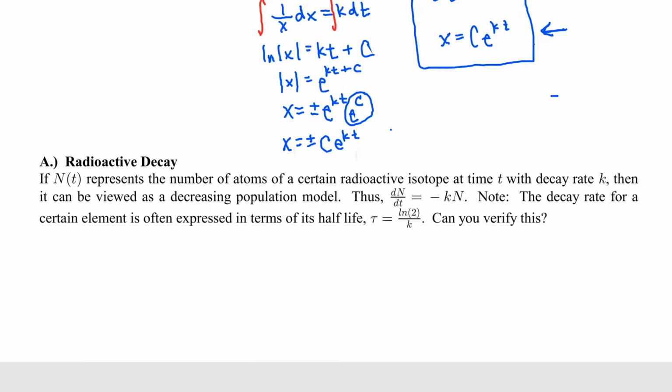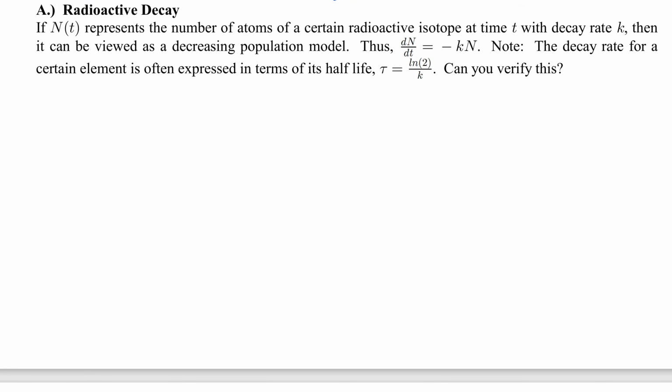We'll start with radioactive decay. If capital N of t represents the number of atoms of a certain radioactive isotope at time t, okay, so we're going to measure the number of atoms in a radioactive isotope at time t.